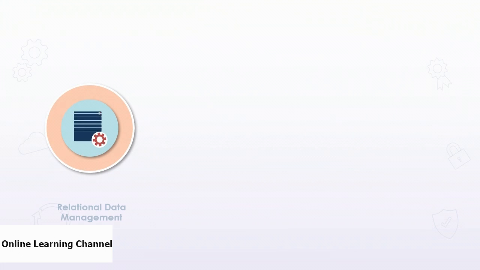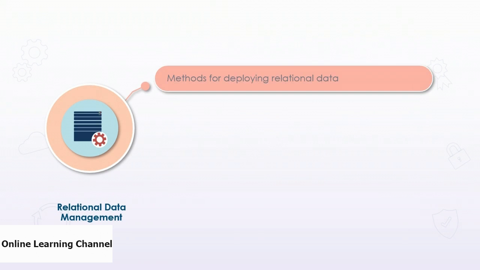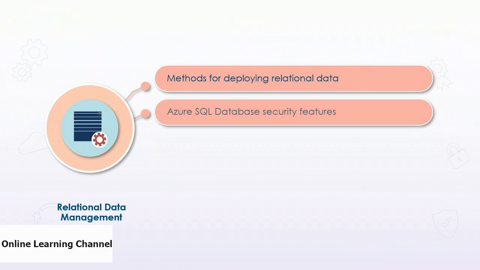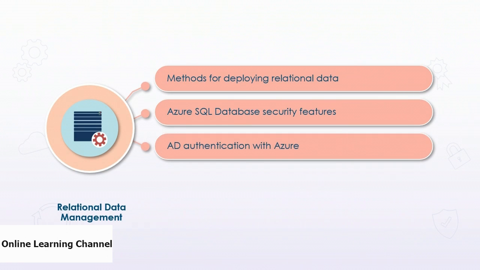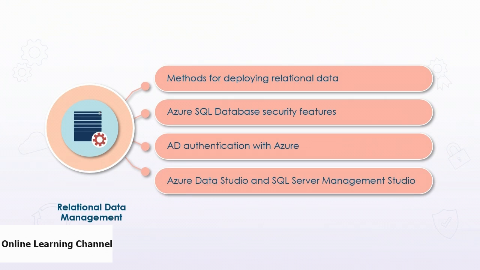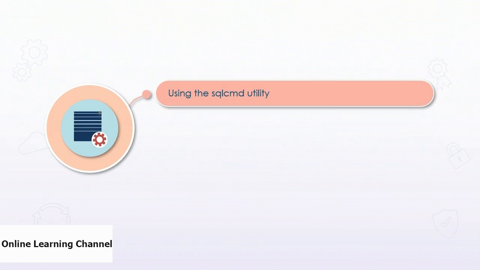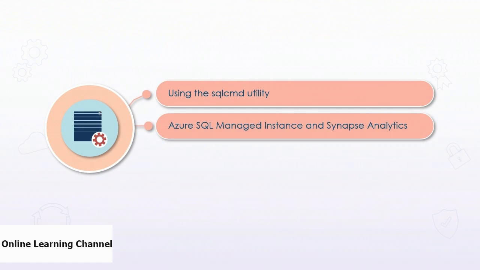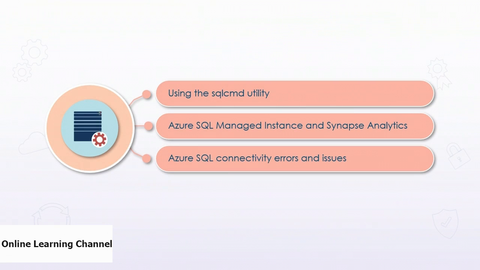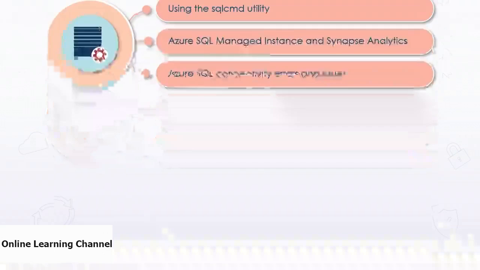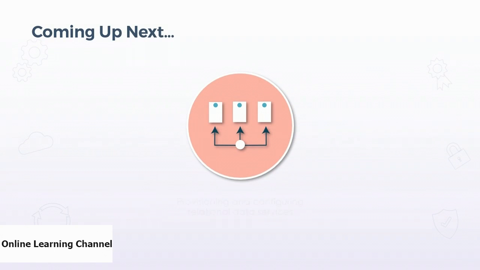So in this course, we've examined basic management tasks for relational data. We did this by exploring methods for deploying relational data, Azure SQL Database security features, AD authentication with Azure, Azure Data Studio and SQL Server Management Studio, using the SQL Command Utility, Azure Managed Instance and Synapse Analytics, and Azure SQL Connectivity Errors and Issues. In our next course, we'll move on to explore provisioning and configuring relational data services.